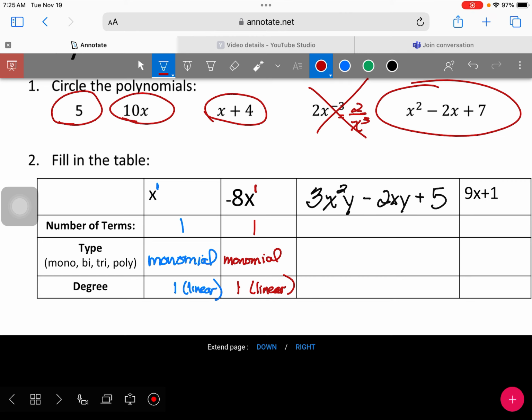How many terms do I have there? 3x squared y minus 2xy plus 5. 3. Yes, 3. And so what type is that? 3 terms is going to be a trinomial. Yes, tri meaning 3. Trinomial. And what is the degree of this entire polynomial?